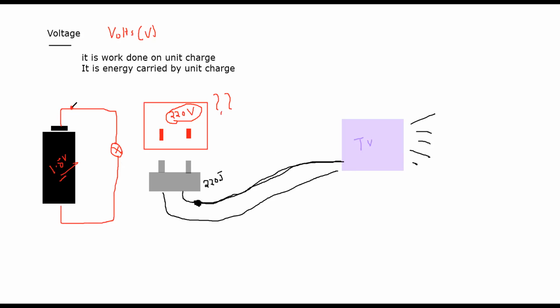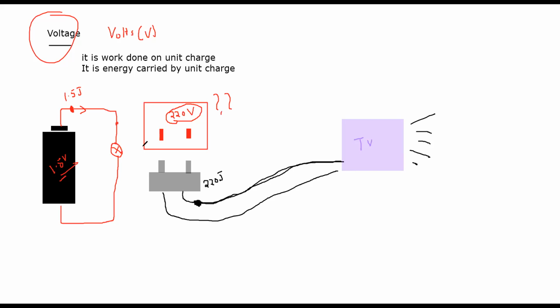So what does it mean? It means when one charge is moving, how much energy will it carry? It will carry 1.5 joules. So the energy which one charge carries, that is known as voltage. Is the concept of the voltage clear? How much energy each coulomb of charge carries, that is simply known as voltage. Any doubt in this part, the voltage?